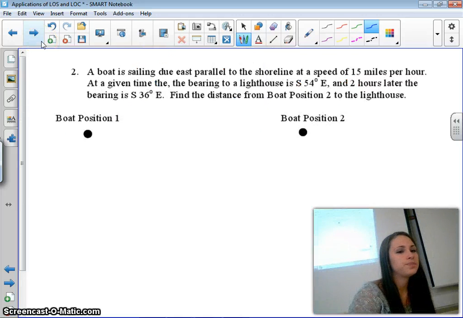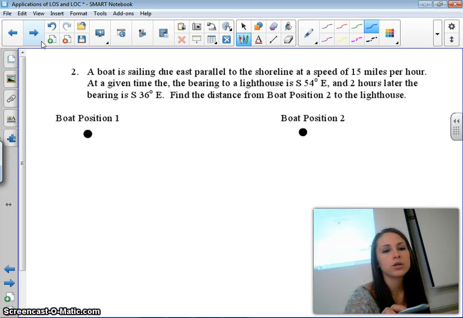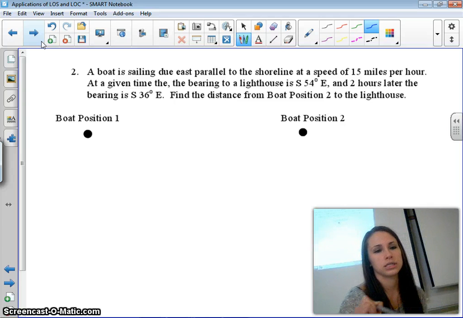Okay, so number 2. Let's just read it first, and then I'll tell you how to set up and draw your problem. Once you draw your problem, it's not too bad. It says a boat is sailing due east parallel to the shoreline at a speed of 15 miles per hour. At a given time, the bearing to a lighthouse is south 54 degrees east, and 2 hours later the bearing is south 36 degrees east. So find the distance from boat position 2 to the lighthouse.